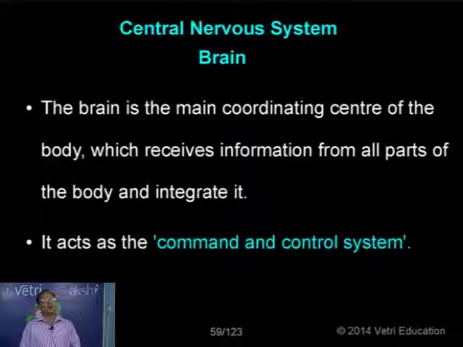You know that we have two different components of the nervous system, the central nervous system and the peripheral nervous system. And in the central nervous system, we have the main component, which is present in the mid-central axis of the body at the top, namely the brain. You know that it is the main coordinating center of the body, which receives information from different parts of the body and integrates all this information so that the activities are worked out in a well synchronized manner. That's why it acts as the command and control system, receiving information, integrating and coordinating all these activities together.